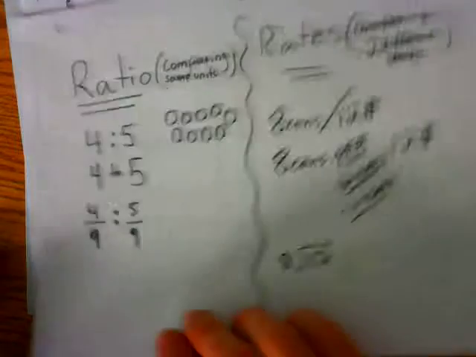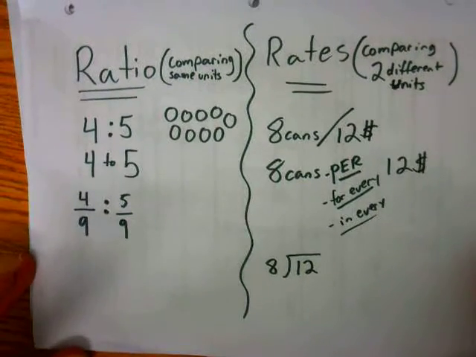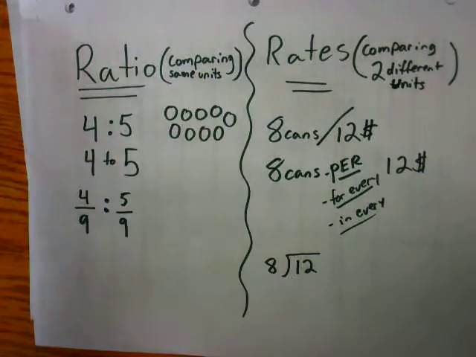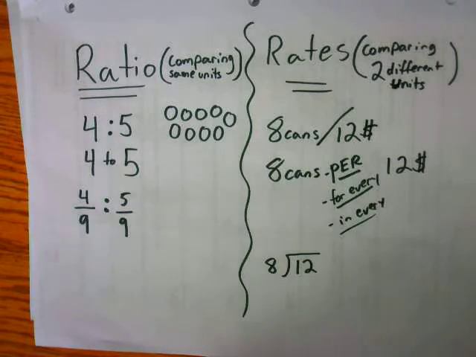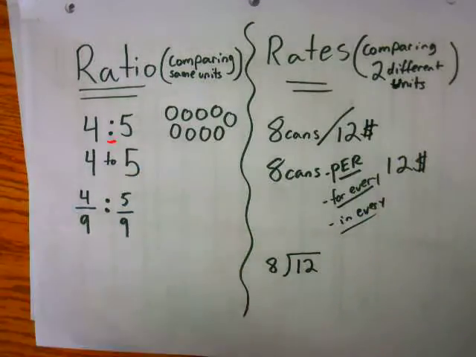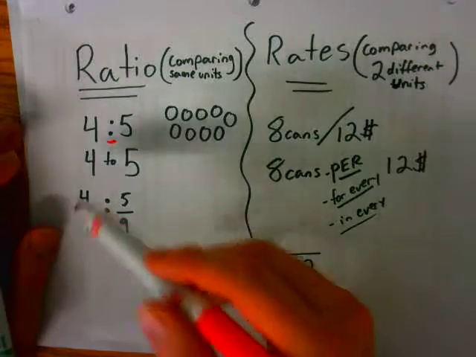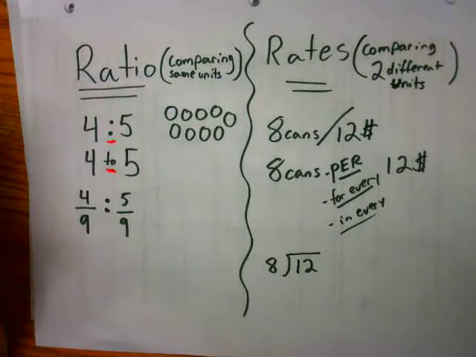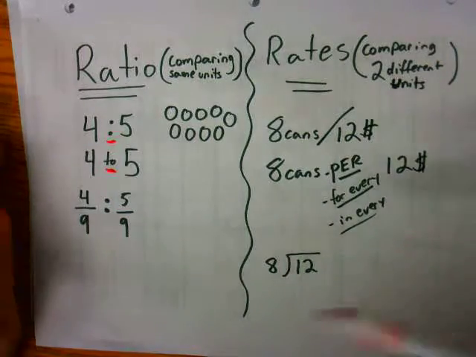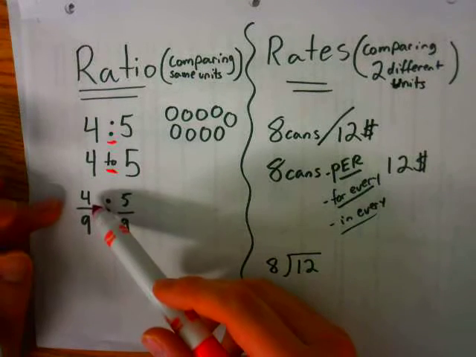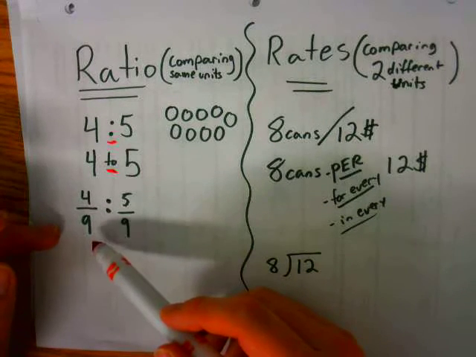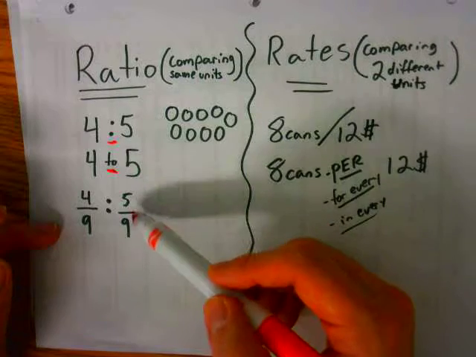Let's review our ratios and rates. So remember that ratios compare the same units of the same thing. And we often use a colon to show that we're working with ratios. And in English you usually hear the word to when working with ratios. When you break down ratios, they're actually saying that you have 4 parts out of a 9 total whole, or 5 parts out of a 9 total whole.